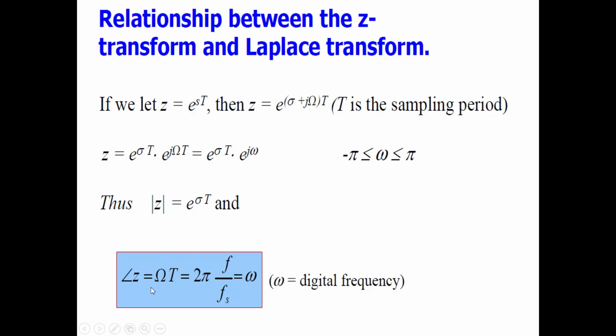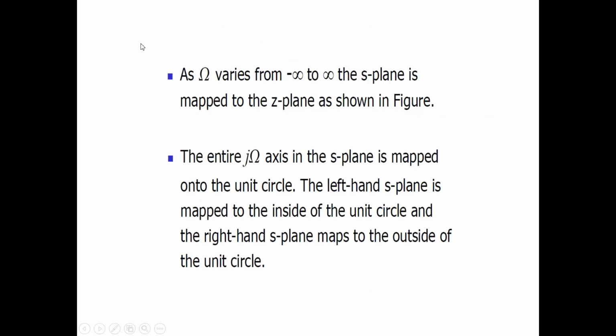Now omega is equal to capital omega T, and we know that capital omega is 2 pi f. Capital T we can put as 1 over fs. So this becomes our digital frequency. Now, as omega varies from minus infinity to infinity, the S plane is mapped to the Z plane as shown in the figure.